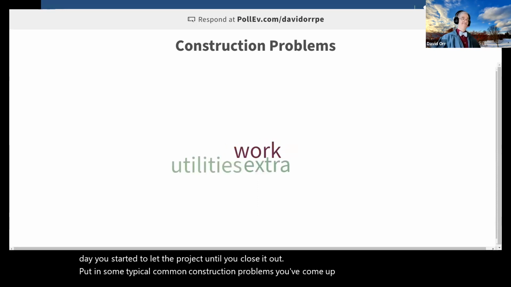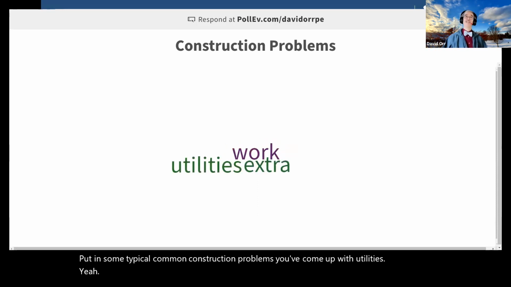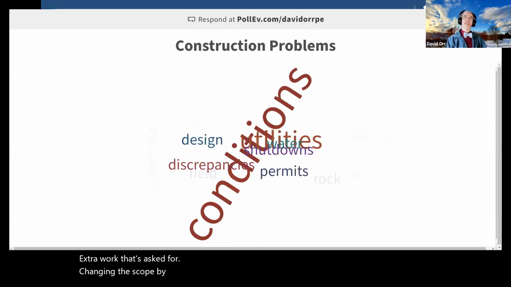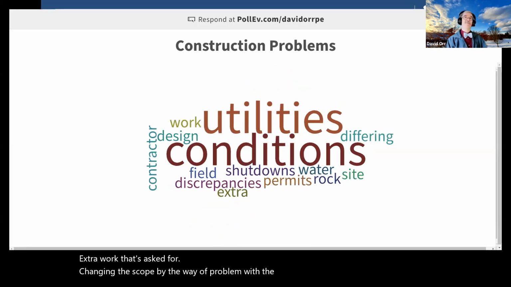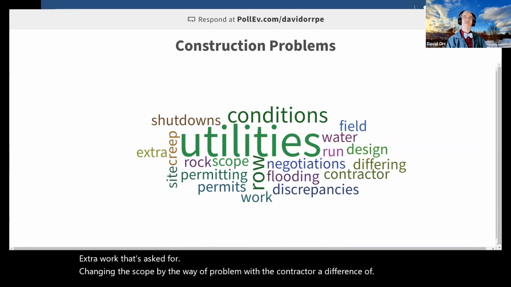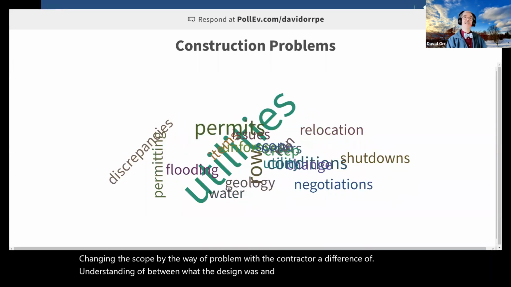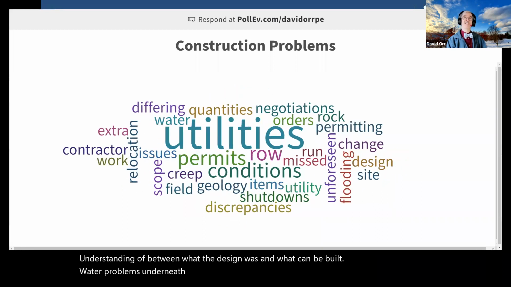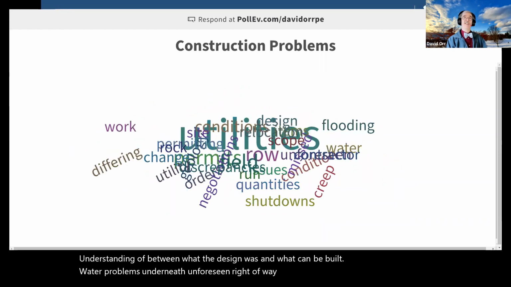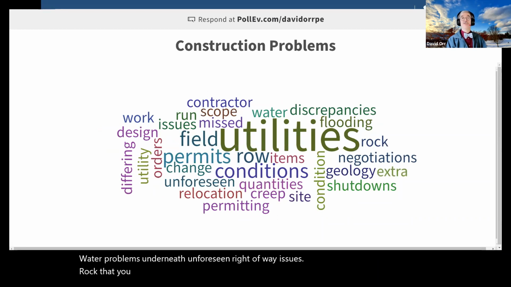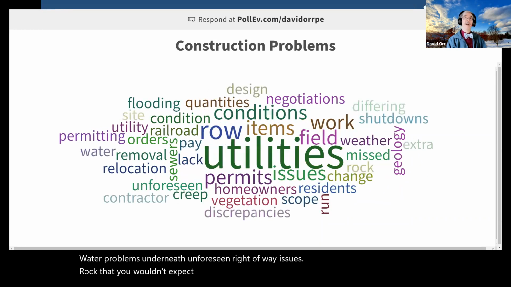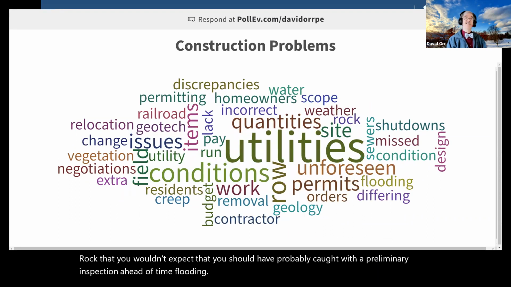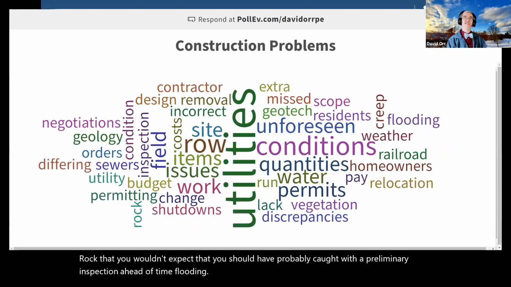Utilities, yeah, extra work that's asked for, changing the scope, by the way. A problem with the contractor, a difference of understanding between what the design was and what can be built. Water problems underneath, unforeseen right-of-way issues. Rock that you wouldn't expect, that you should have probably caught with a preliminary inspection ahead of time. Flooding. Yeah, you can just make a list of the most common problems.